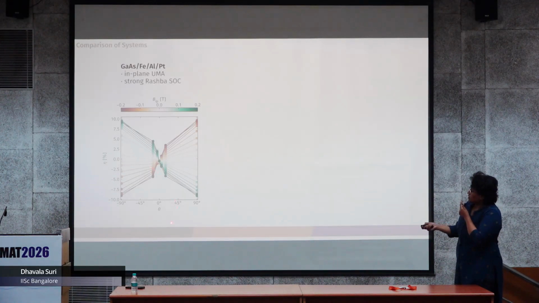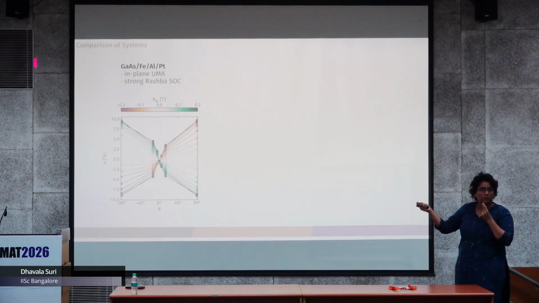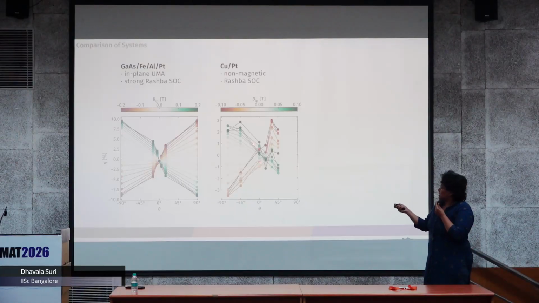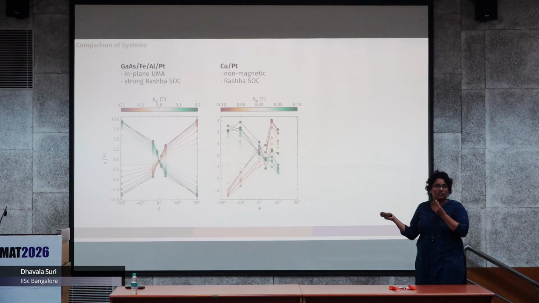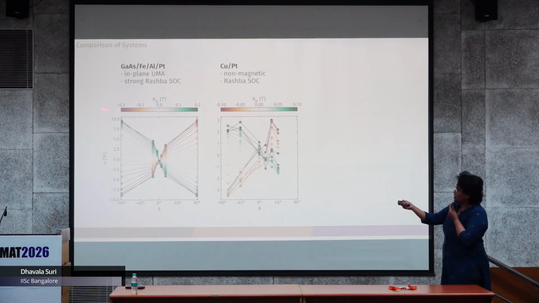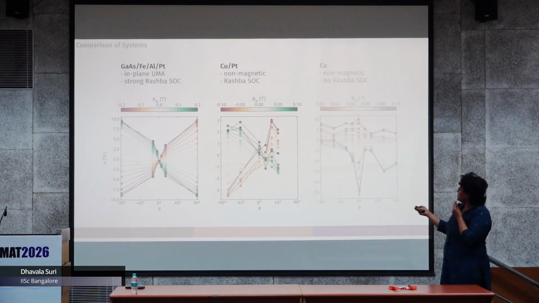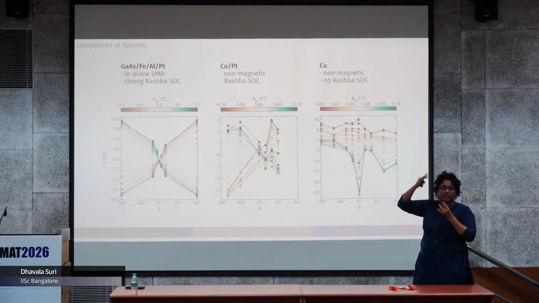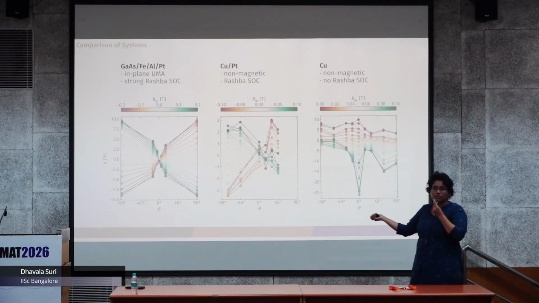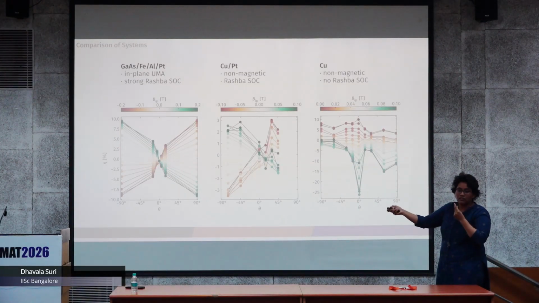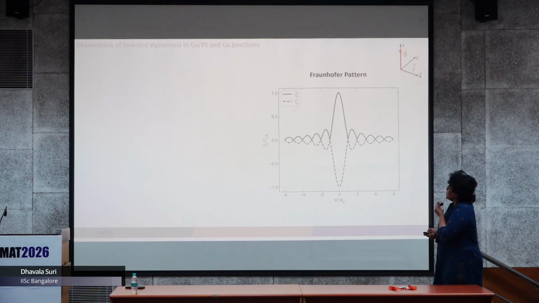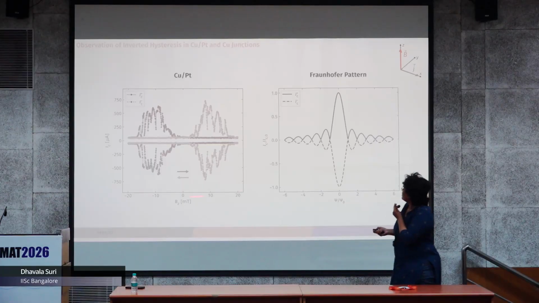Now this is diode efficiency when you have iron, aluminum, platinum, this heterostructure, but when you have something like copper, platinum, there is crossing, but it is a little weaker and hodgepodge in a way. But if you see the numbers, it's much lesser. Fine. And then if you go to a completely copper junction, there is absolutely no crossing whatsoever. So you can actually see that interfacial Rashba spin-orbit coupling is actually playing a role here in tuning diode efficiency very significantly. Okay.